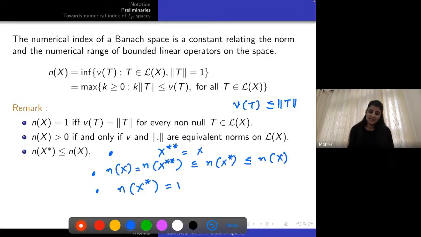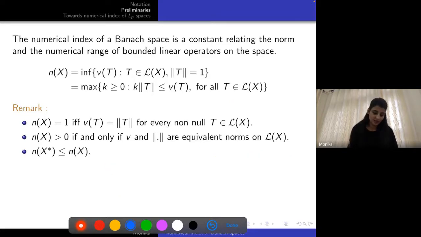The next conjecture was, do the numerical indices of X and X* always coincide? And this was answered negatively. The example was given by Boyko, Kadets, Martín, and Werner in their paper. They constructed a Banach space X.